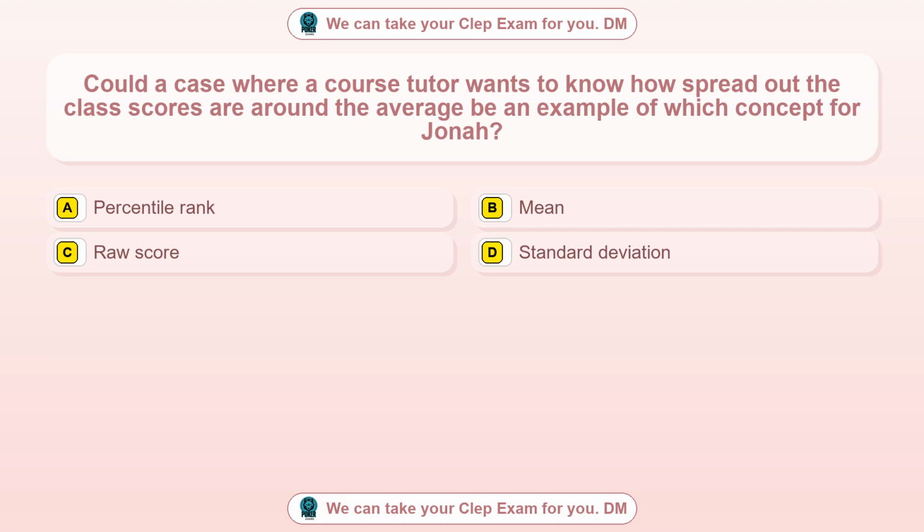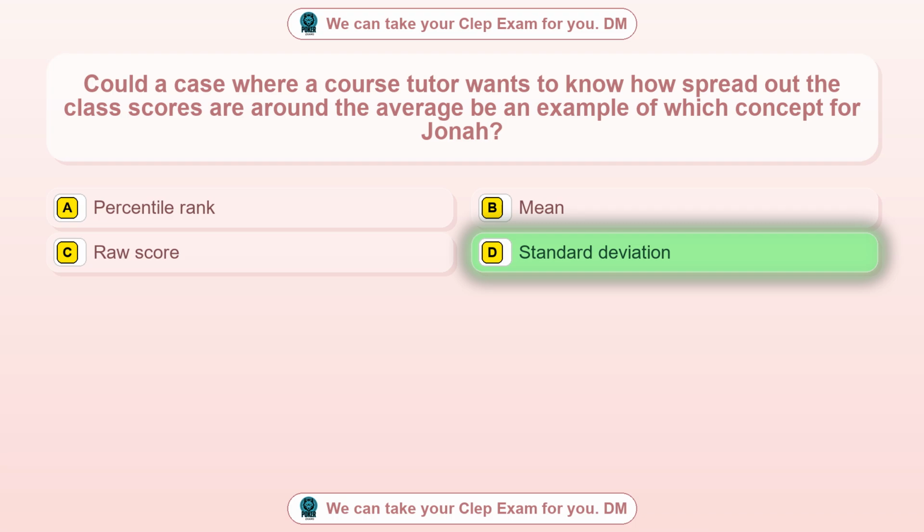Question 94. Could a case where a course tutor wants to know how spread out the class scores are around the average be an example of which concept for Jonah? Option A, percentile rank. Option B, mean. Option C, raw score. Option D, standard deviation. The correct answer is option D.